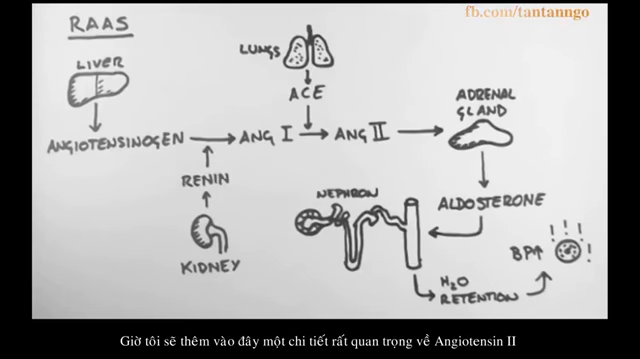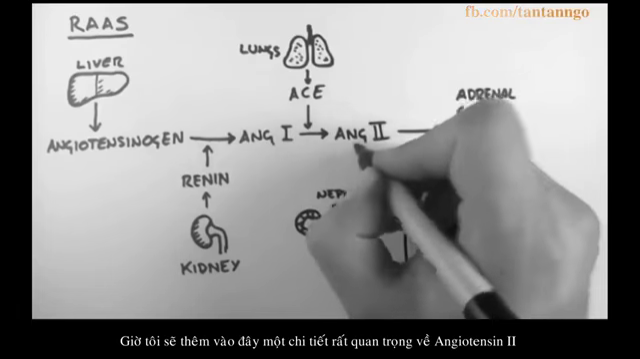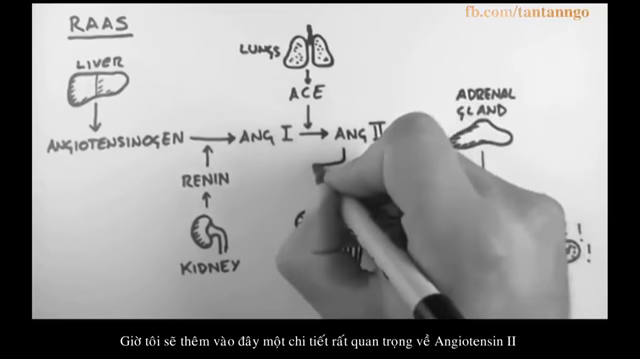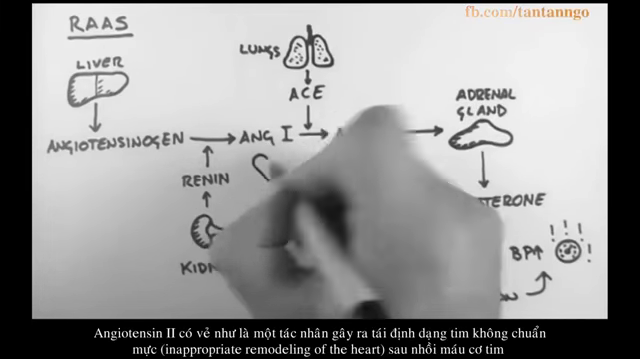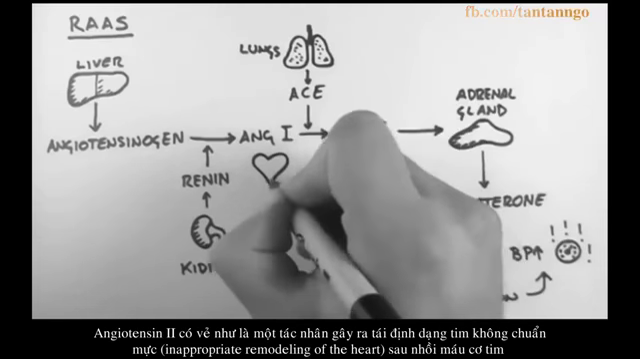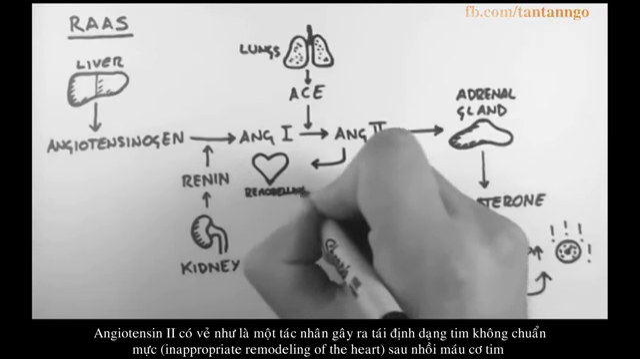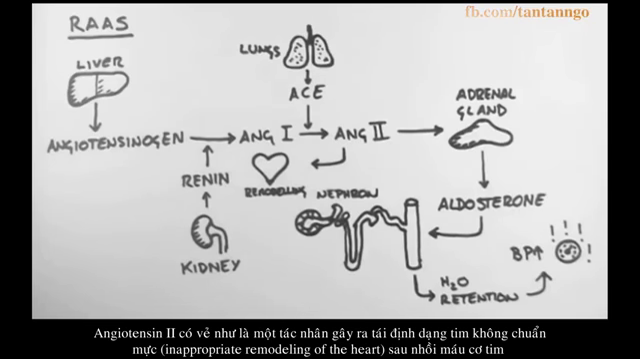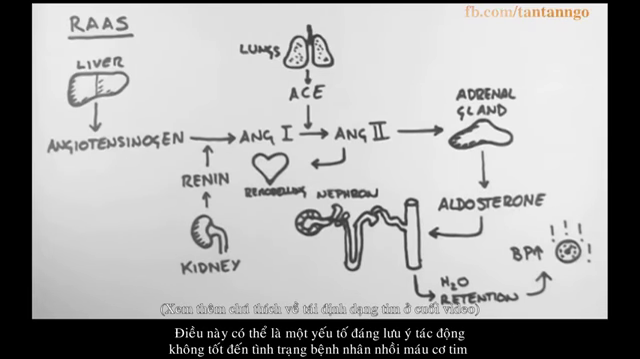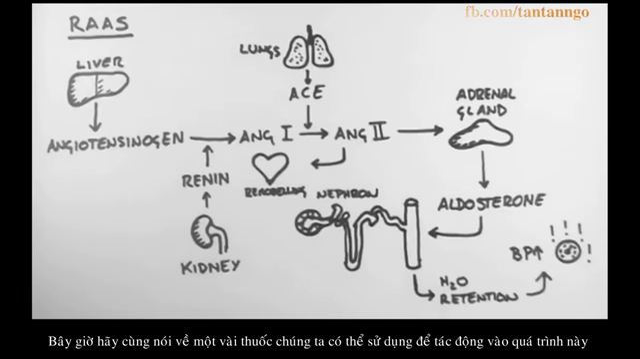Now, I should also put in one other thing that's very important about angiotensin 2. Angiotensin 2 seems to be a factor in the inappropriate remodeling of the heart after a heart attack, and this can cause significant morbidity and mortality in heart attack patients. So let's have a look at some drugs which we can use to affect this pathway.